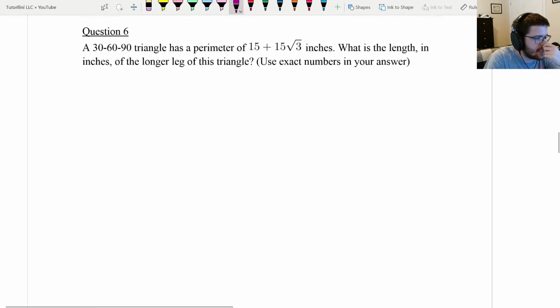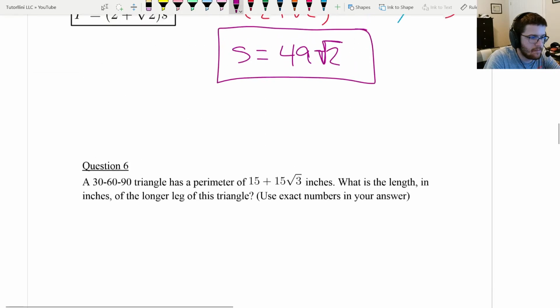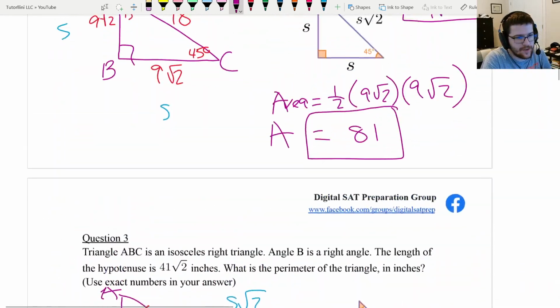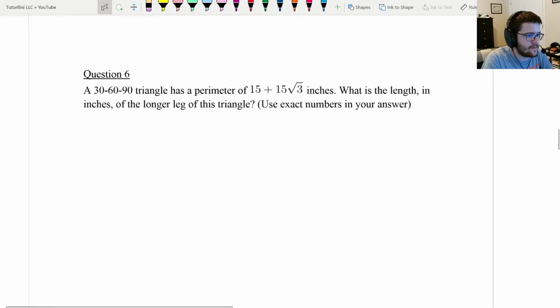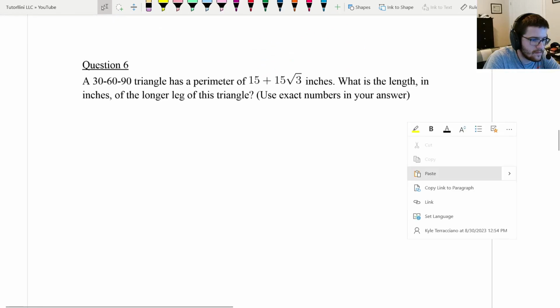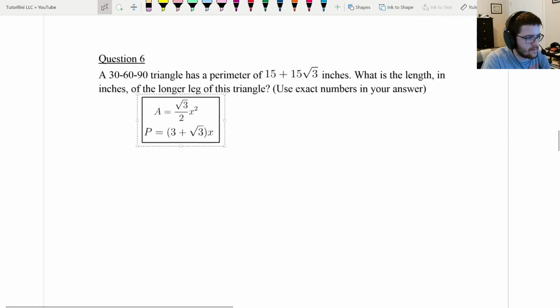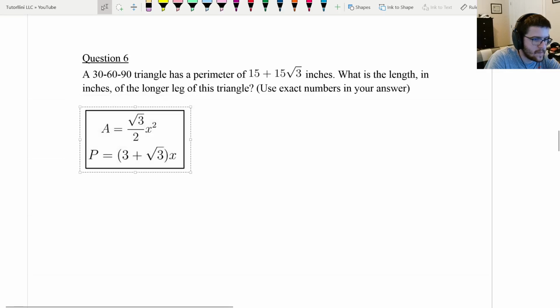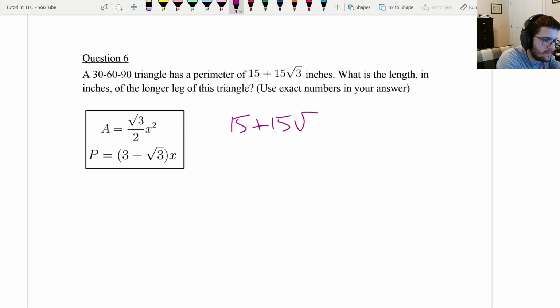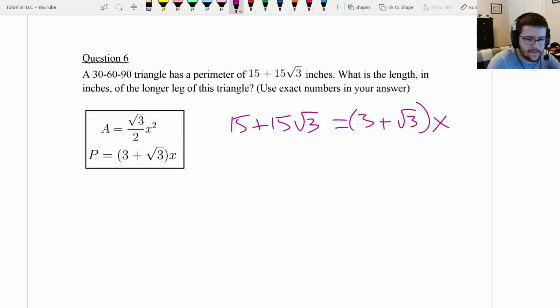Okay, let's keep going. 30, 60, 90 has a perimeter of 15 plus 15 root 3. Okay, so let's pull up the equations for 30, 60, 90. So that's these ones. And let's see here. We're going to do perimeter. So perimeter 15 plus 15 root 3 equals 3 plus root 3 times x.